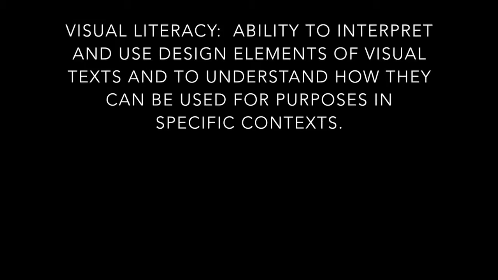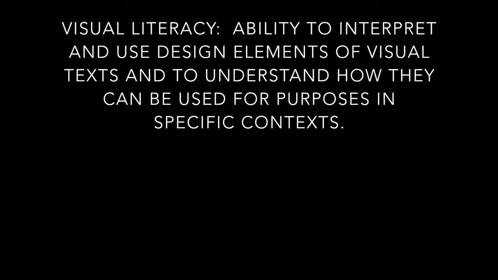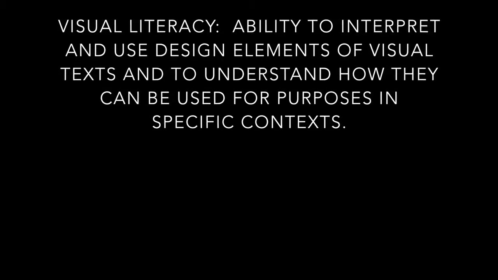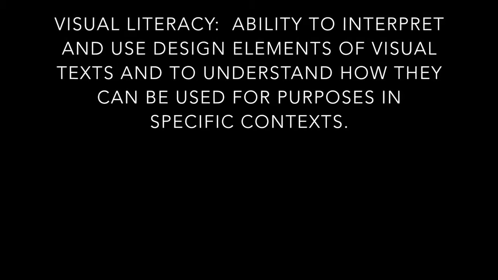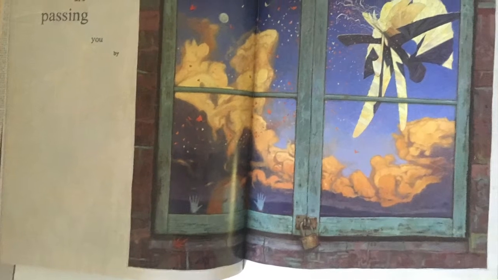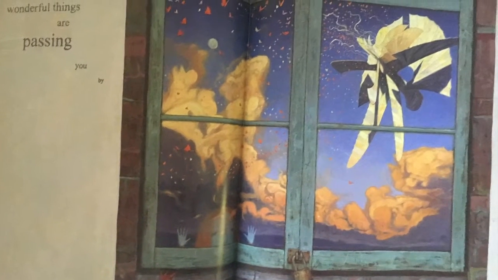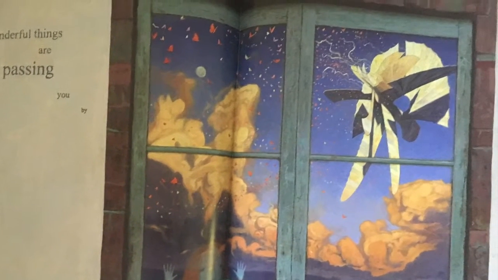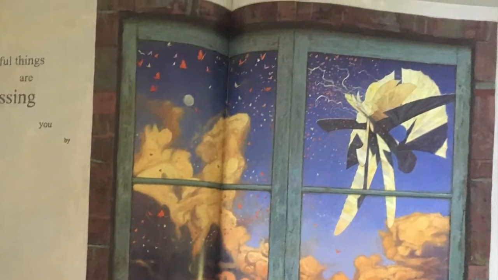Visual literacy is the ability to interpret and use design elements of visual text and understand how they can be used for purposes in specific contexts. An example of a question that addresses these skills is, how does Tan contrast sepia tones and vibrant colours to create meaning on page 4?